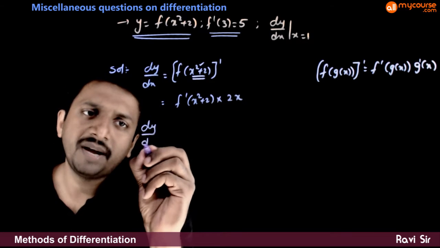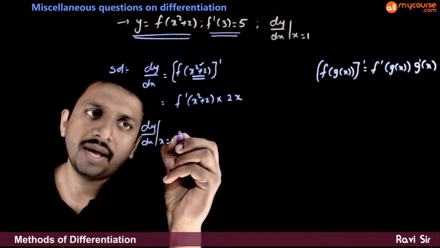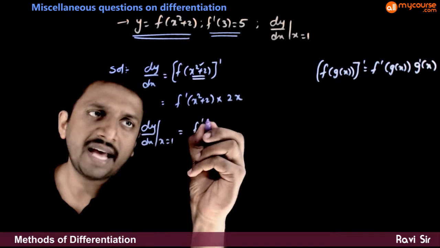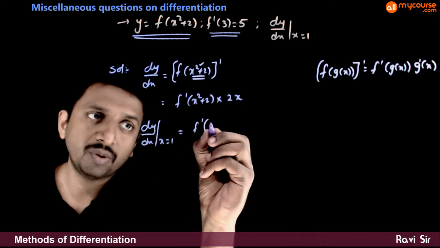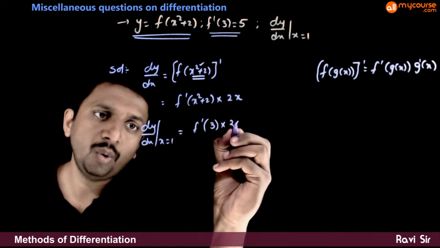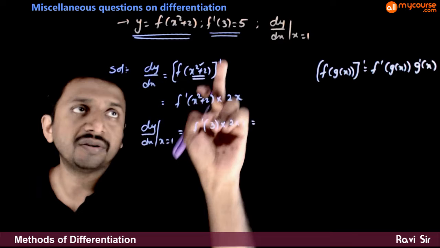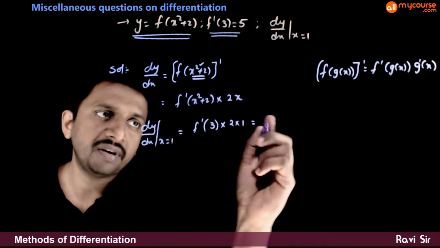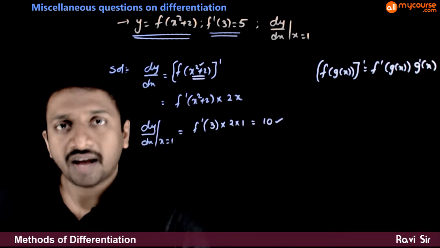Now dy by dx at x is equal to 1 is nothing but f dash of (1 square plus 2), which is 3, times 2 into 1 again. f dash of 3 is given as 5, so 5 into 2 is 10, which is the answer to this question.